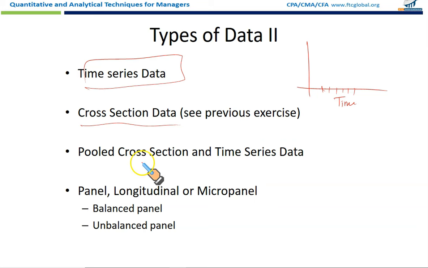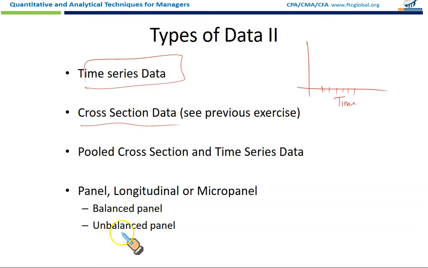Then we have pooled cross-section and time series data. This is a combined approach. It combines cross-sectional data from different points in time. For example, you might have data on different individuals' earnings and their education levels from surveys that we have conducted every 5 years over a period of 20 years. So it combines time series and cross-sectional data.